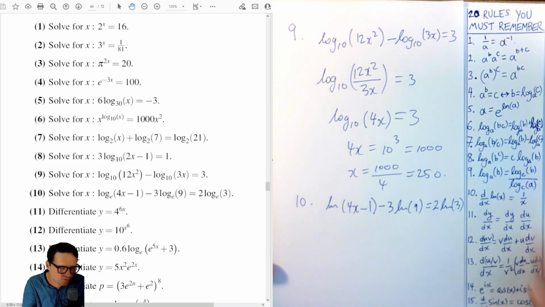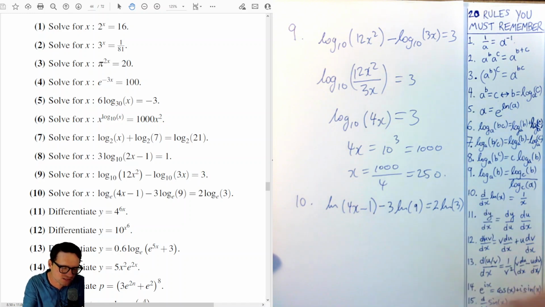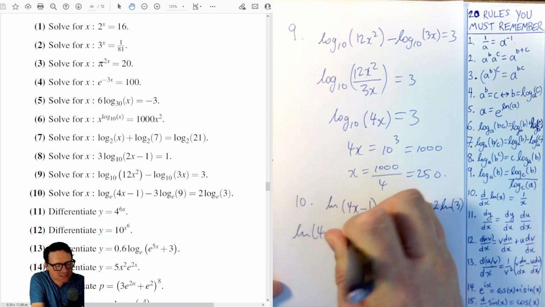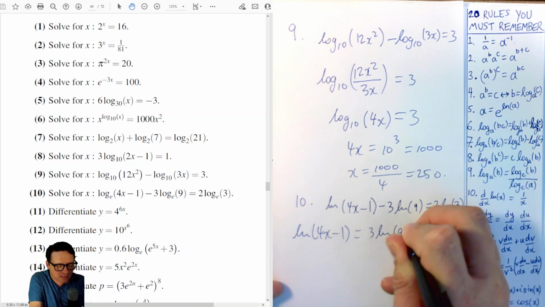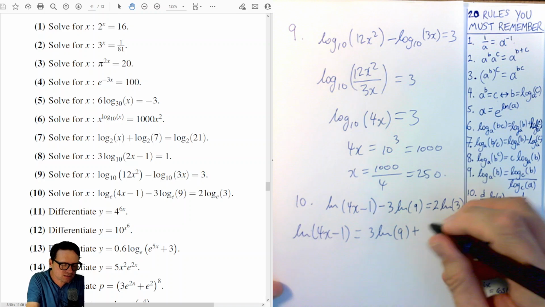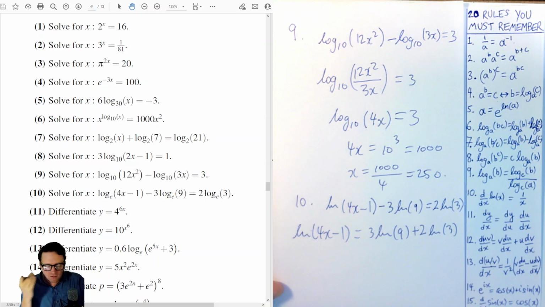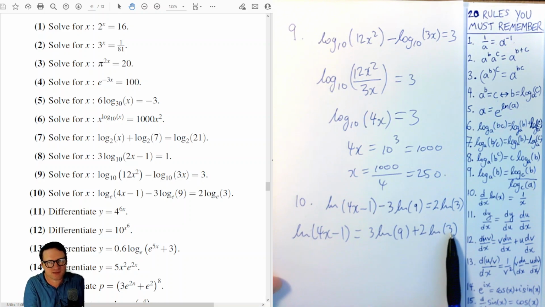Now, we probably want to take this minus 3 ln of 9 over to the right-hand side. So let's do that. So we've got ln 4x minus 1 is equal to 3 ln of 9 plus 2 ln of 3. Okay, now 9 is equal to 3 times 3, or 3 squared, right? And so I want to do that because I have a 3 inside my bracket here. So I think it'll be easy if we just add like terms. So that's the plan here.